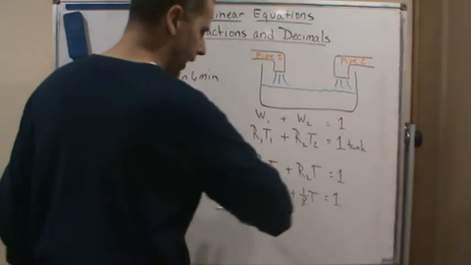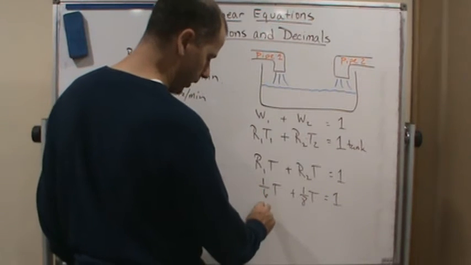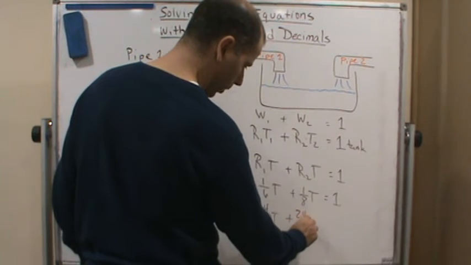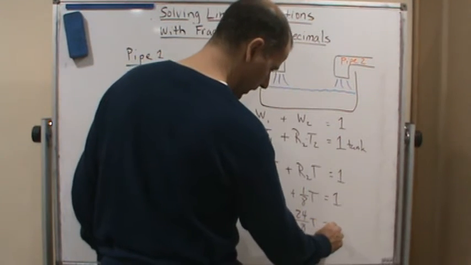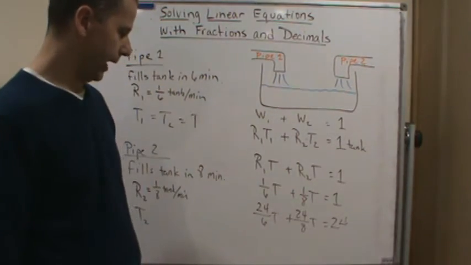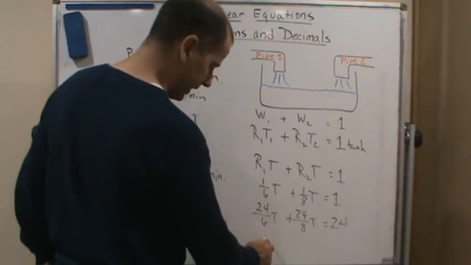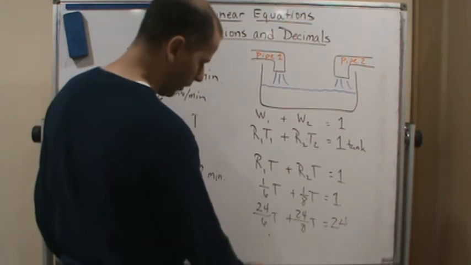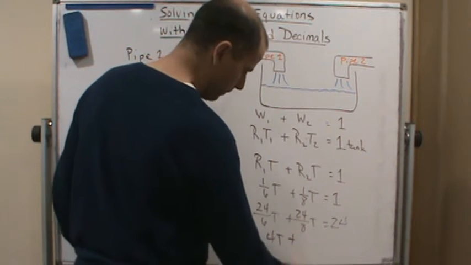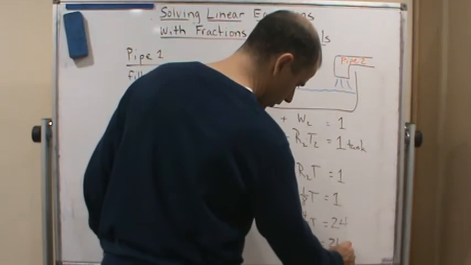Okay, so now multiply everything by 24. That's going to be 24 over 6t plus 24 over 8t equals 24. All I did was multiply through by 24. Now I'm going to simplify this. 24 divided by 6 is 4, so 4t. 24 divided by 8 is 3. And then t equals 24.